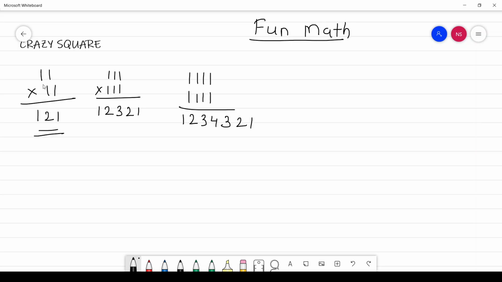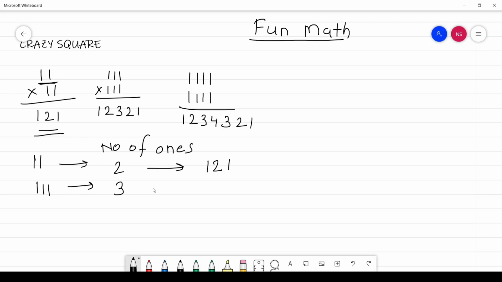you just look at the square of 11. In the square of 11 you are multiplying two 11s. How many ones are there in 11? In 11 the number of ones is 2. So 11's square will be 1, 2, 1. And in 111 how many ones are there? 3. So the square of 111 is 1, 2, 3, 2, 1.